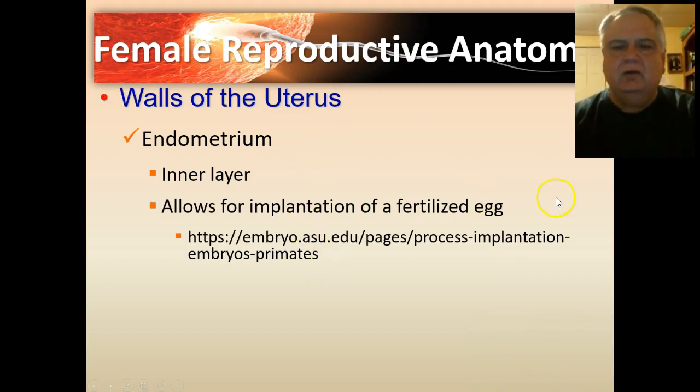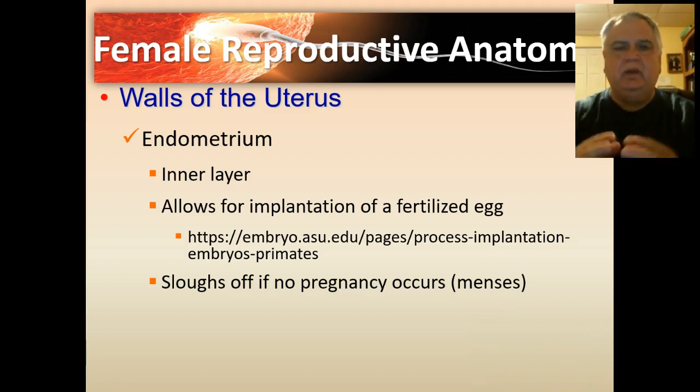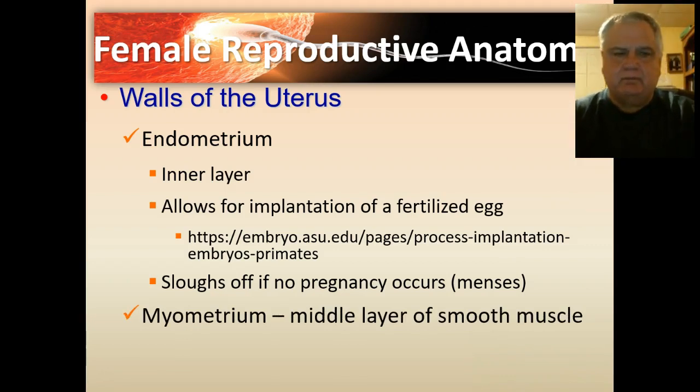So take a look at it. It's pretty interesting. The endometrium will slough off if no pregnancy occurs, and that's what occurs in menses. So at the end of the menstrual cycle, we'll be talking about that. Now, when we say it sloughs off, I don't want you to think that it gets completely eliminated. What happens is, in preparation for pregnancy, it becomes thickened. Well, that thickness gets reduced back down again if pregnancy does not occur. And that's what we mean by sloughing off.